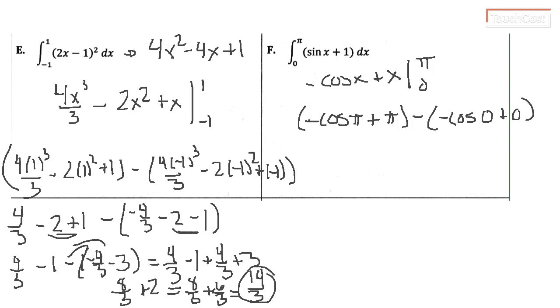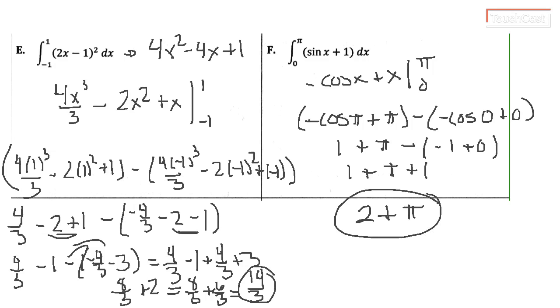Well, I know the cosine of pi is negative 1, so if I have the opposite of that, I've got 1 plus pi minus the cosine of 0 is 1, so I'm going to have negative 1 plus 0. So I'm going to have 1 plus pi plus 1, which means I'm going to just have 2 plus pi. And I can leave my answer as just 2 plus pi in this case, or even pi plus 2.